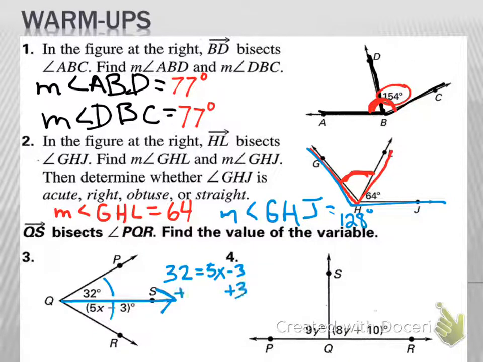Good. Add 3 to both sides. You're going to get 35 equals 5x. Then what? Divide both sides by 5. Good. So what's x going to equal in part 3? 7. Very good.